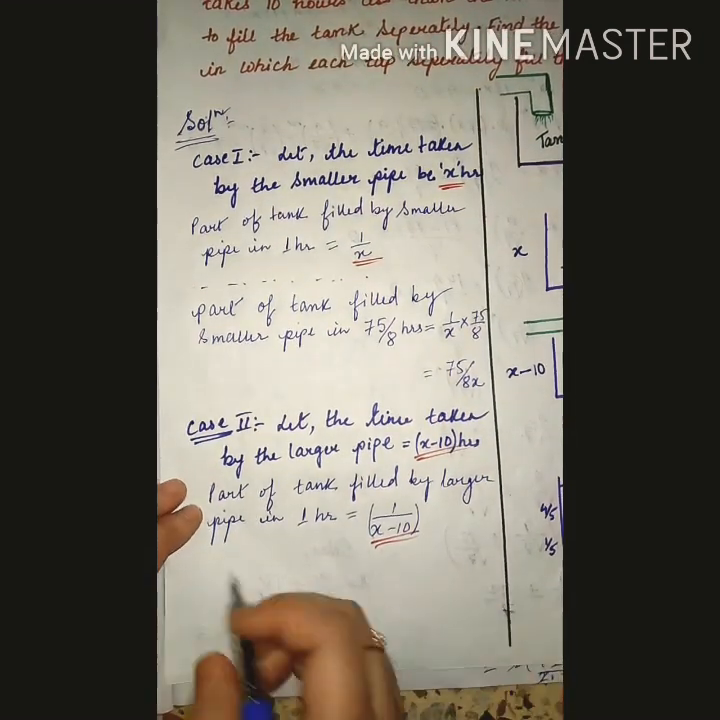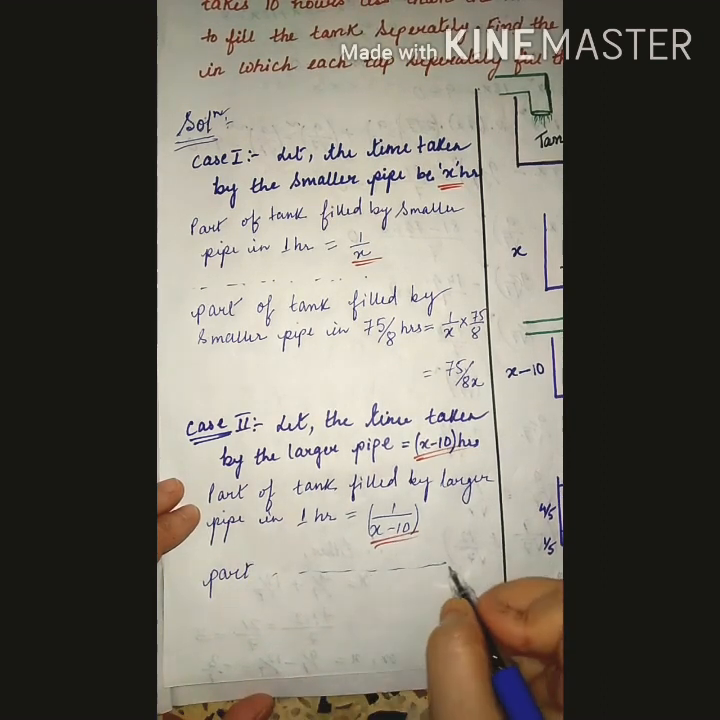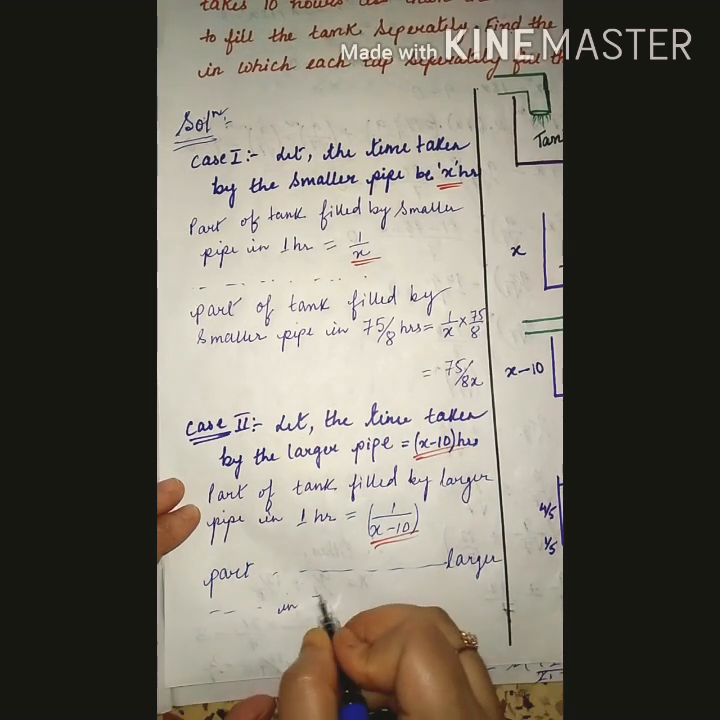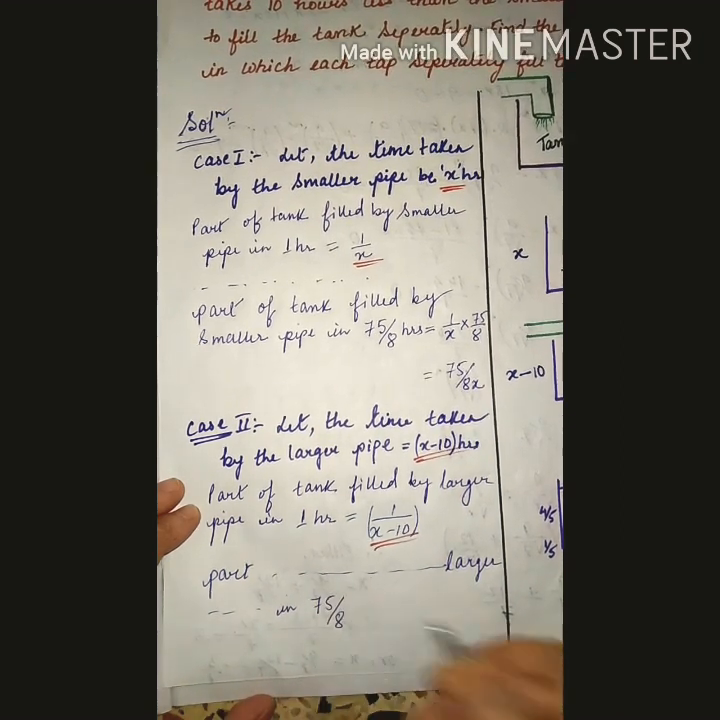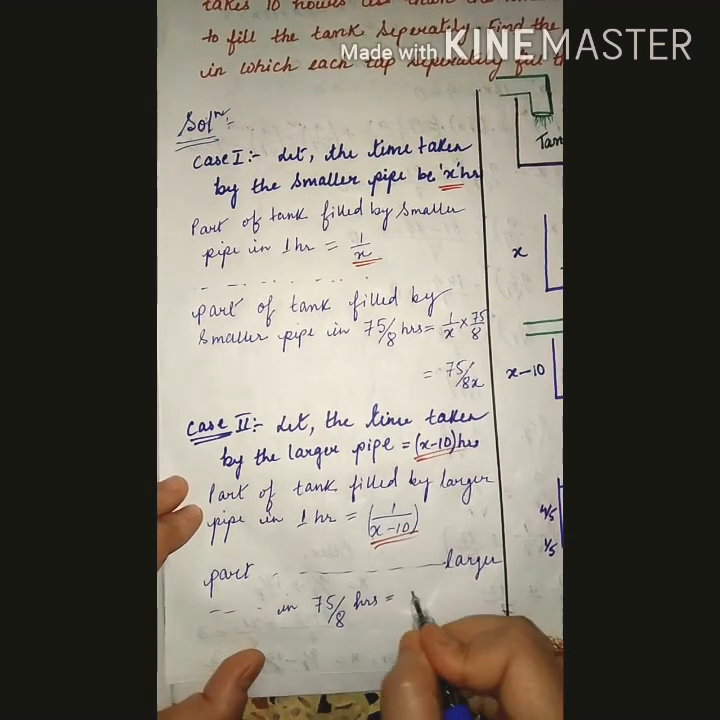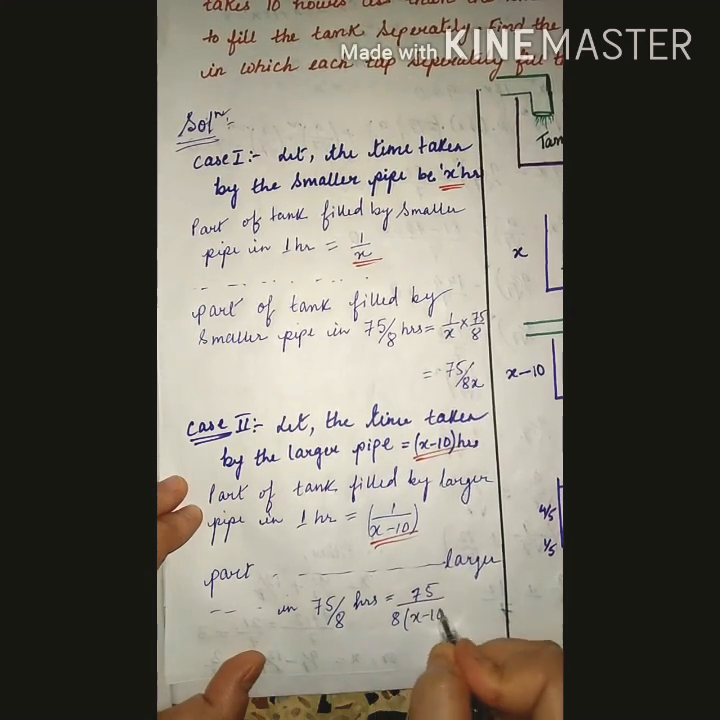Similarly, this one, part of the tank filled by the larger pipe in 75/8 hours will be equal to 75 divided by 8 into x minus 10.